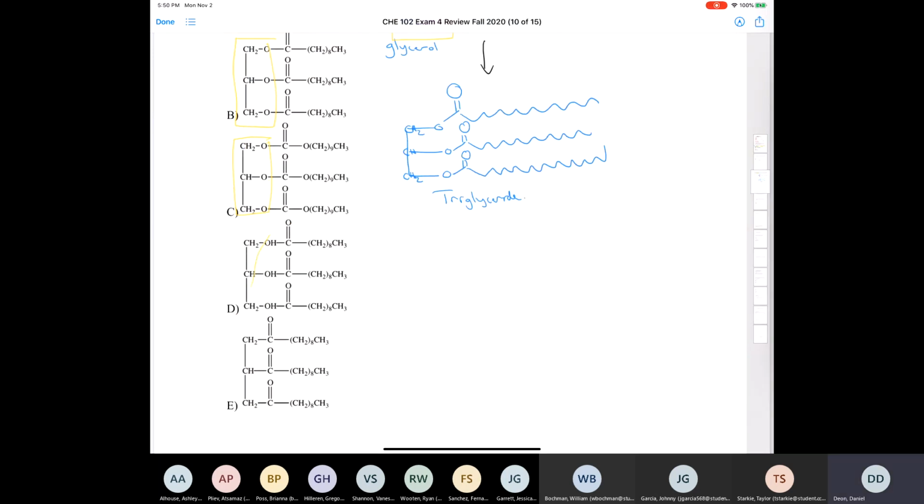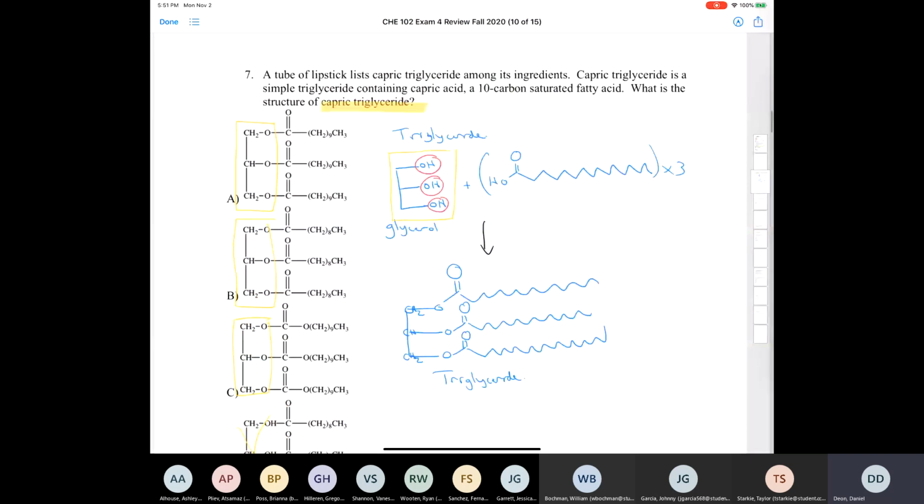This one does not have it, so that can't be correct. And this one doesn't have it, so that can't be correct, right? You've got to have that glycerol backbone, so to speak. Then you're going to have a carbonyl, right? You've got to have a carbonyl attached.